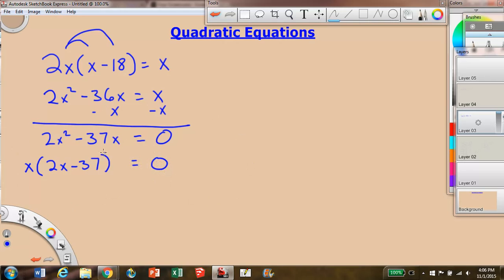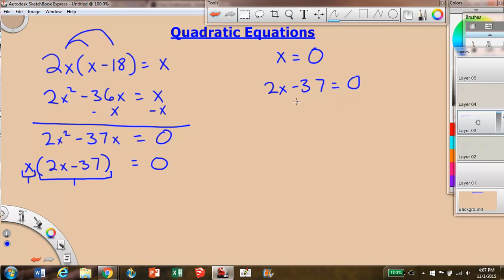All right, now we're going to do the same thing we did in the other step. This is factored, so I'm going to set each one of the factors equal to 0. Here's a factor right here. x is a factor. The other factor is this thing in parentheses. So let's set them both equal to 0. So either x equals 0 or 2x minus 37 is equal to 0. Now this one's already solved for you. It's kind of given to you. If x is 0, then that makes this whole thing true.